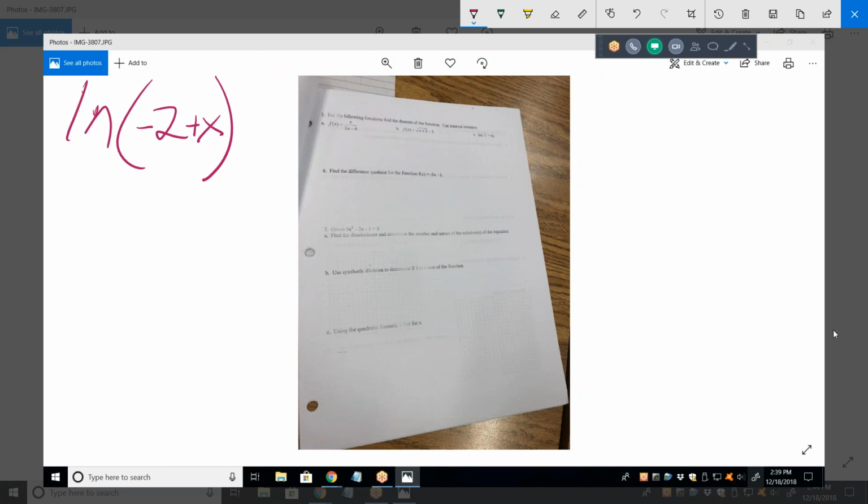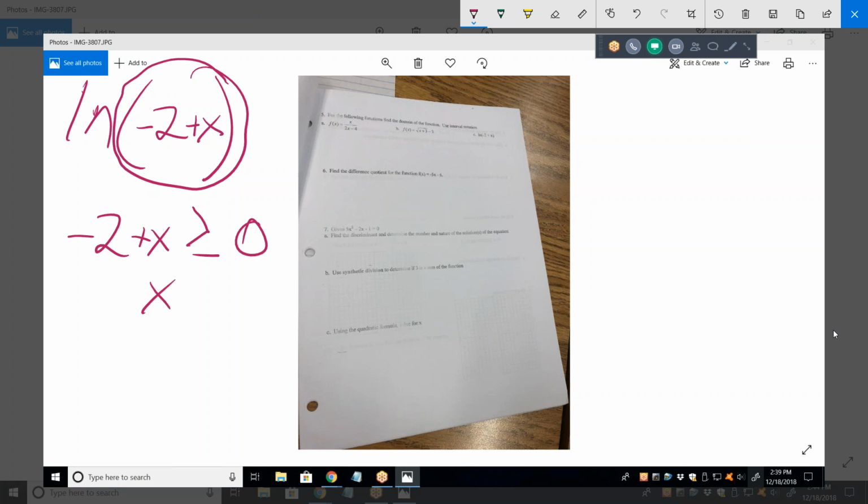What do I have to do to solve this as to what x can be? Put a positive number in there? No. Just take whatever the argument is. That's the argument. Make it greater than or equal to 0. Minus 2 plus x has to be greater than or equal to 0. Now solve that. So then x is greater than or equal to 2. Now put that in interval notation. 2 and infinity in parentheses. Not negative infinity, just infinity.